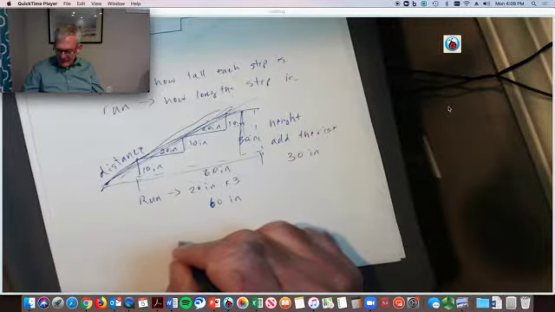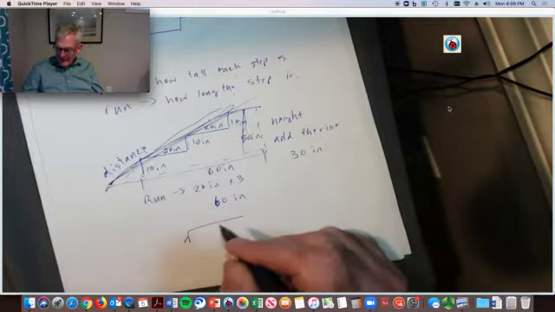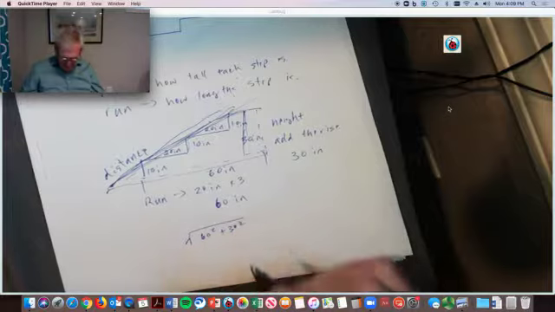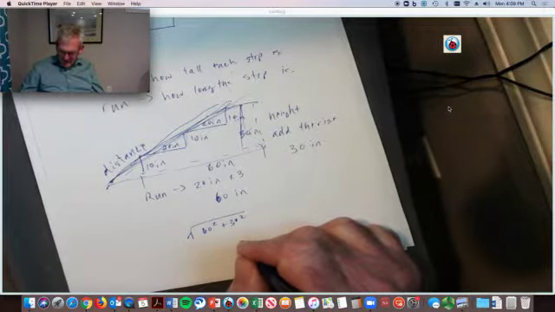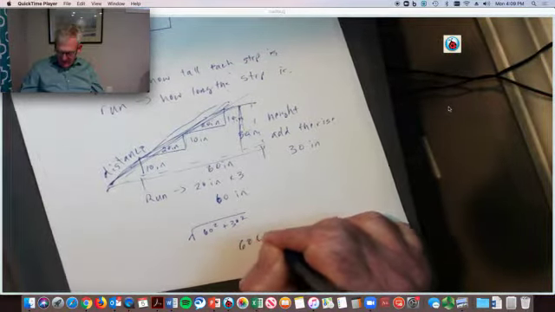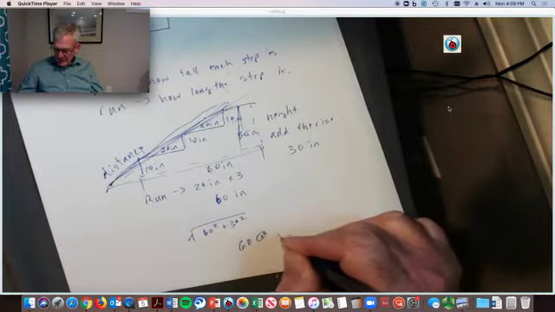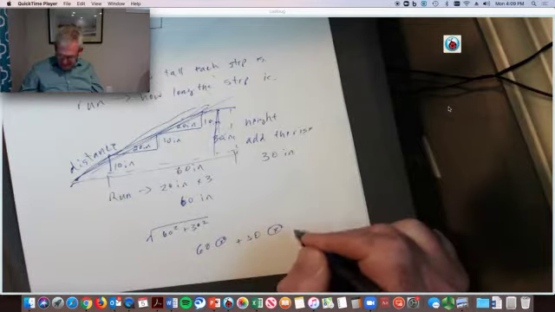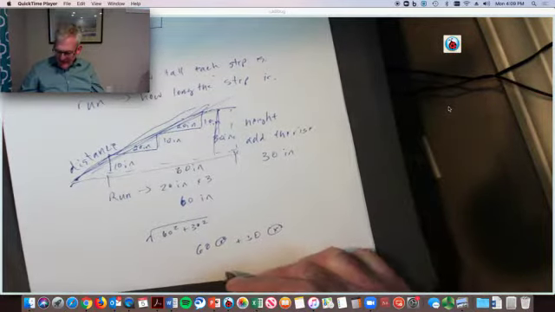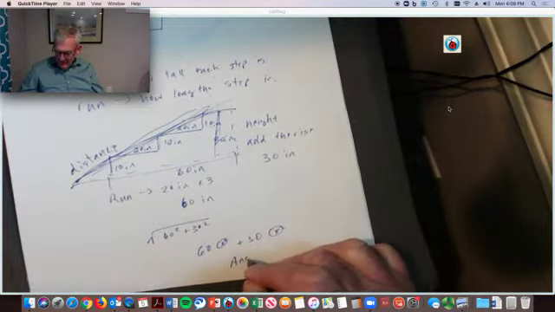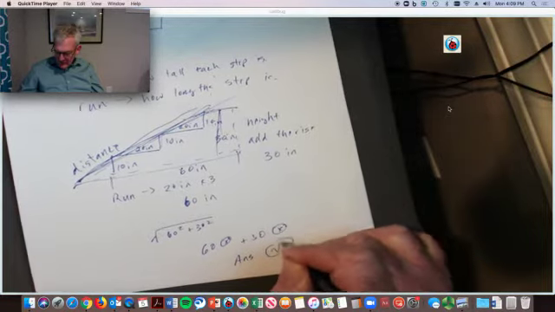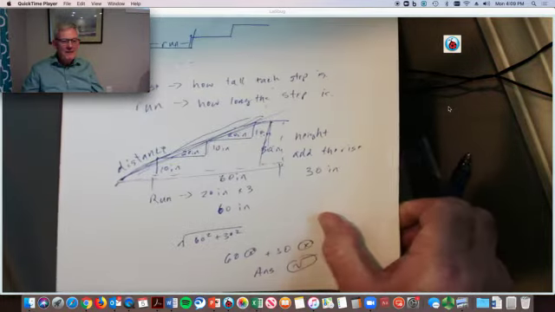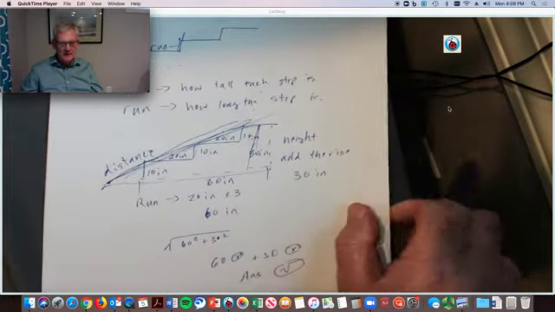So for my triangle, it would be the square root of 60 squared plus 30 squared. The easiest way to do that on your calculator is take 60 and hit your square key, plus 30, hit your square key. And then you've got your answer. Then when you have your answer, hit your square root key, and that will give you the distance of the run. All right? Hopefully that helps.